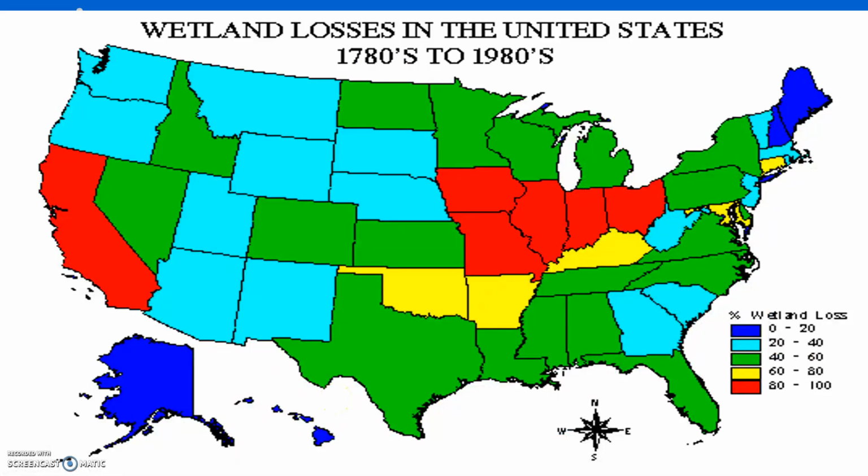This is a map depicting wetland losses between the 1780s and 1980s. Over 22 states have lost at least 50% of their original wetlands. 7 states have lost over 80% of their original wetlands, and they include Indiana, Illinois, Missouri, Kentucky, Iowa, California, and Ohio. Since the 1970s, the most extensive losses of wetlands have been in the Louisiana, Mississippi, Arkansas, Florida, South Carolina, and North Carolina area. Pennsylvania is categorized in the 40 to 60% loss of wetlands.